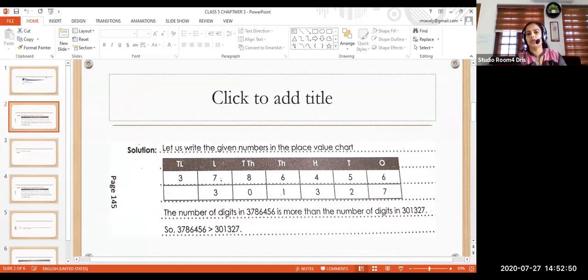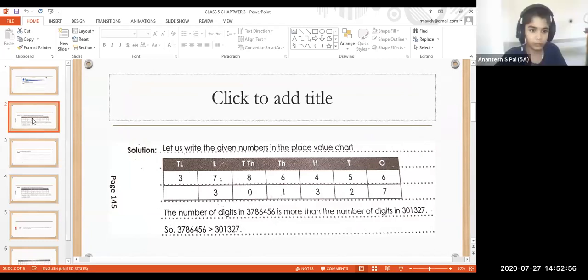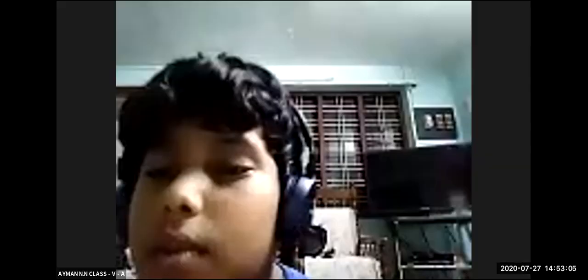Okay, so first you have to place the numbers. It's not this number, draw it separate, not this question. Ma'am, both of the numbers I wrote separate. Okay, okay.